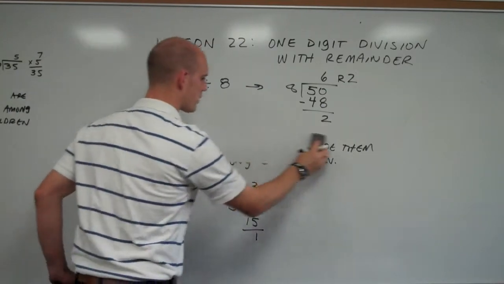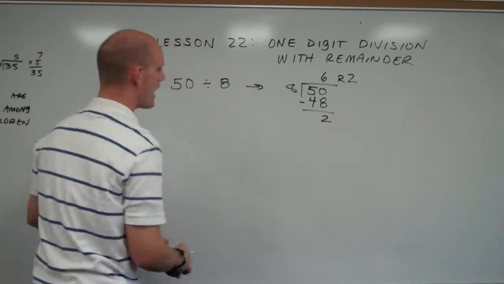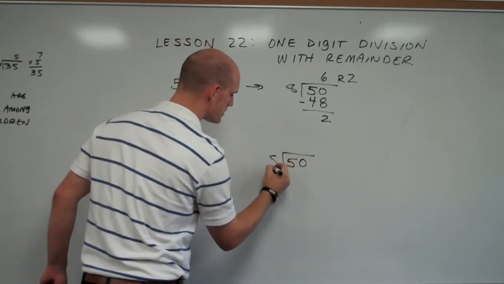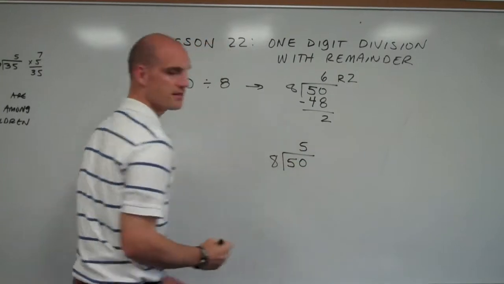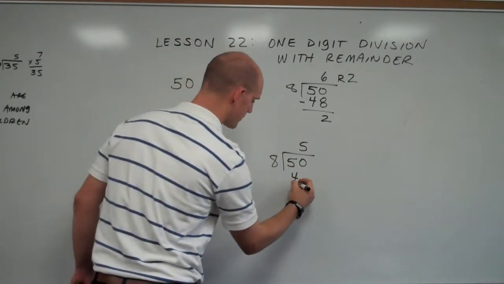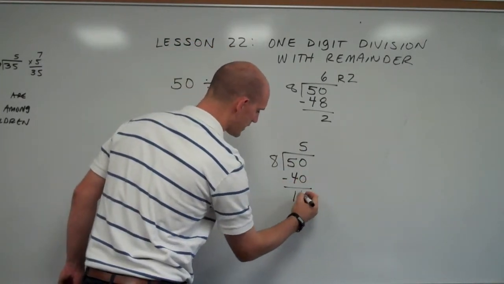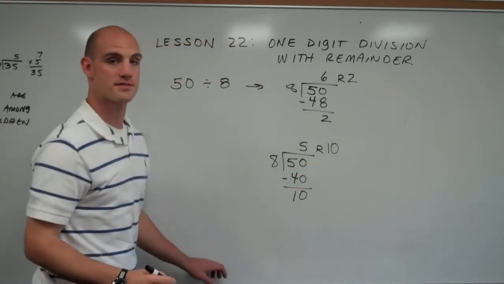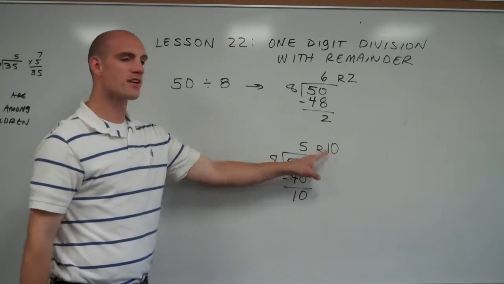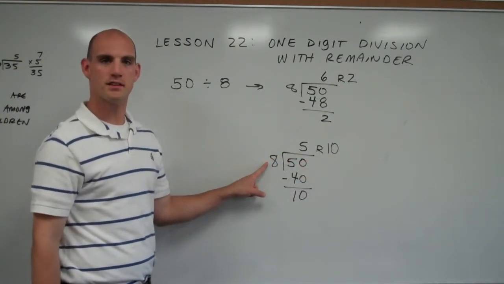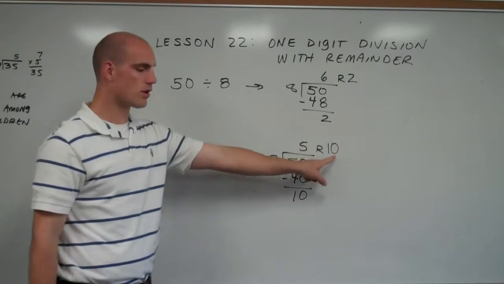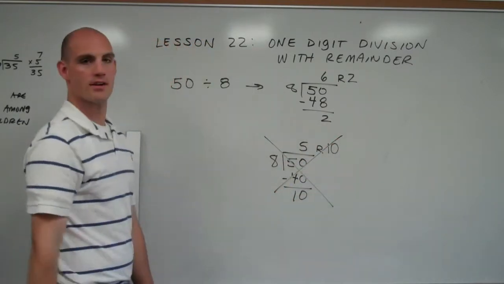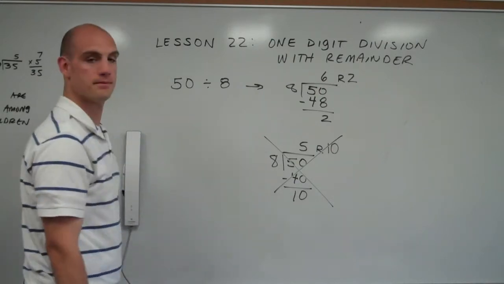What if we had guessed wrong though? And we had said that 50 divided into 8 groups was something like 5. And we multiplied to get 40, and we subtract, and we get a remainder of 10. Notice, if we have a remainder of 10, we see that our remainder is bigger than 8. Well, then we would know that 8 could go into our remainder again. So we can never have a situation where our remainder is bigger than what we're dividing by.